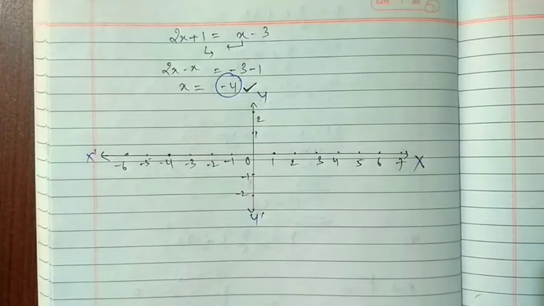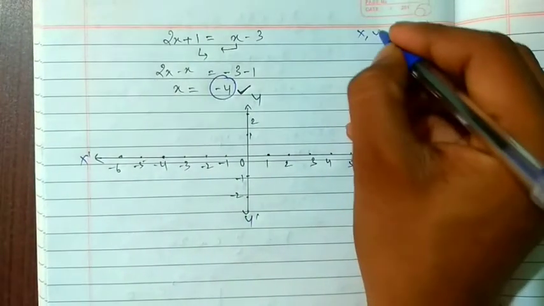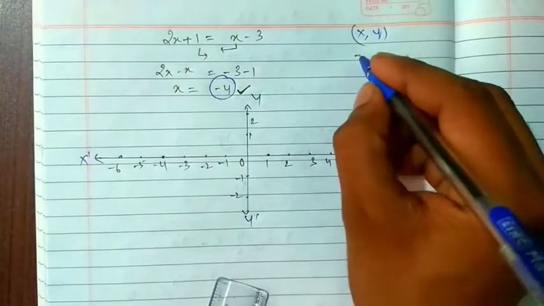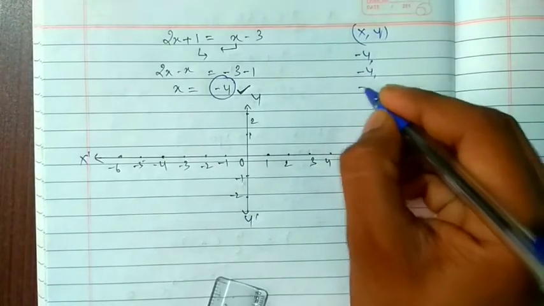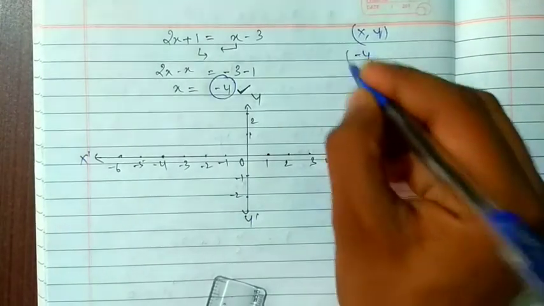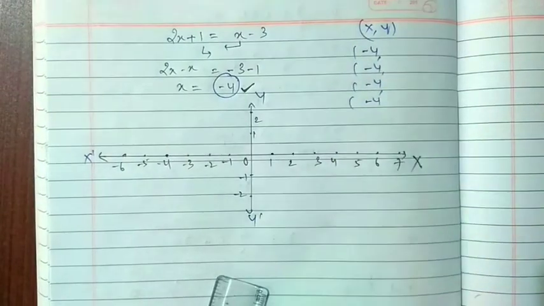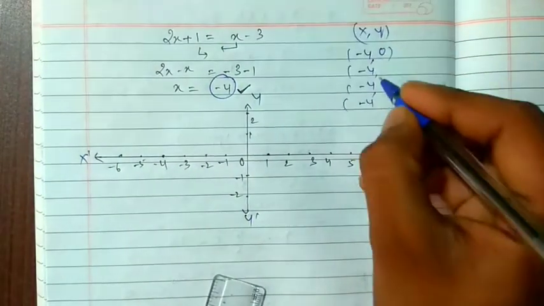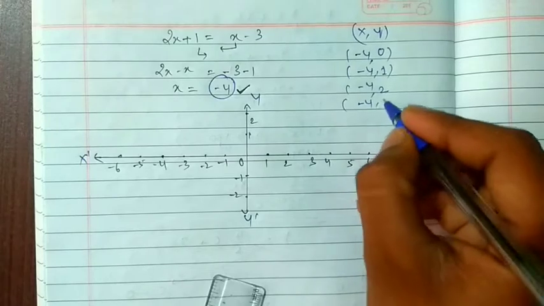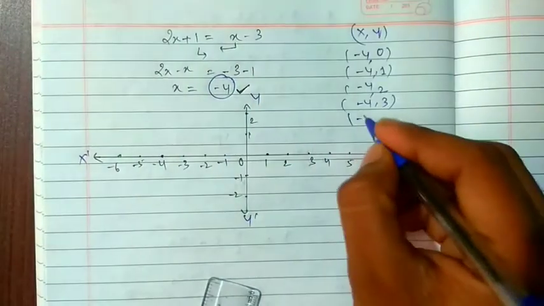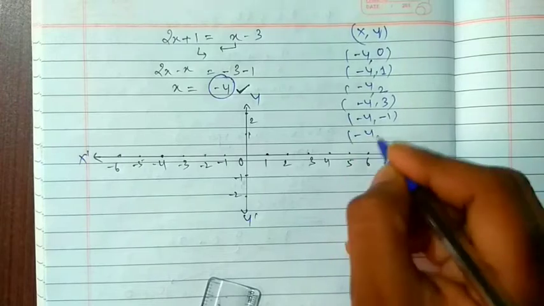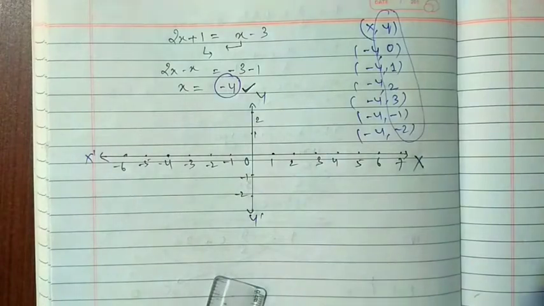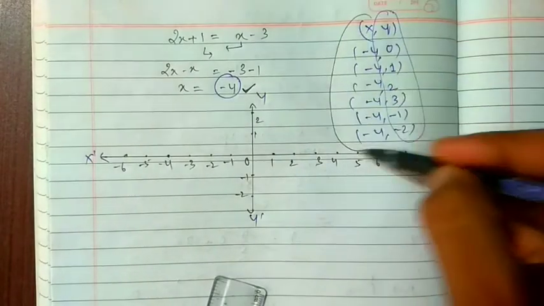Now in your own mind, you will create a situation where x comma y are so many points and x is always minus 4. Then you will become more clear about this situation. If you are taking x is equal to minus 4 and y is equal to 0, y is equal to 1, y is equal to 2, y is equal to 3, y is equal to minus 1, y is equal to minus 2, then we have so many variations for y, but we have fixed the value of x.